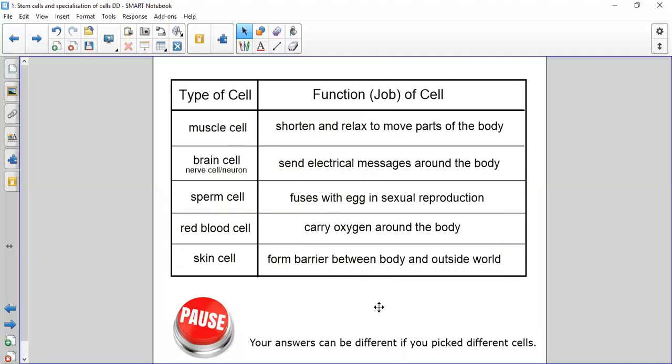The sperm cell, we know already, fuses or joins with the egg in sexual reproduction. Our red blood cell carries oxygen around the body, and skin cells help protect what's inside your body from the outside world. But if you've not got those answers because you picked different cells, that's fine.